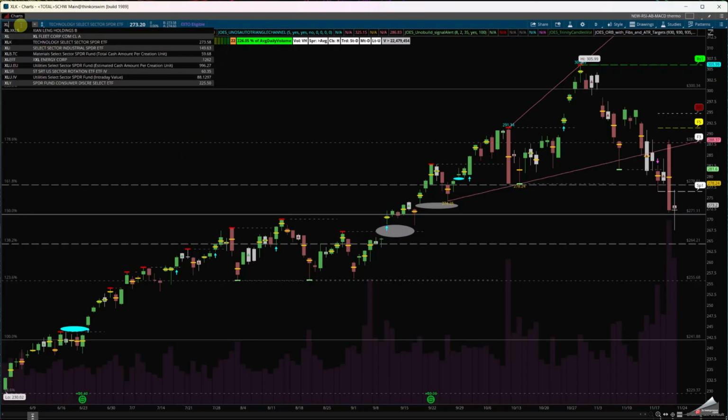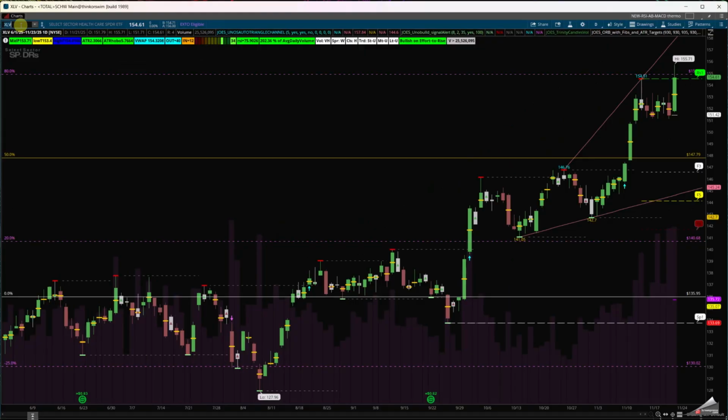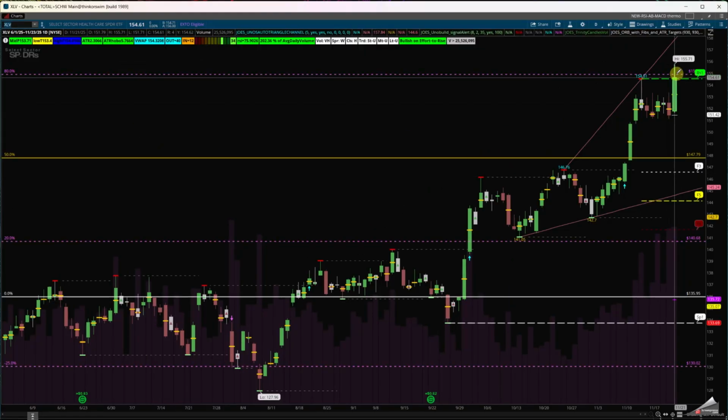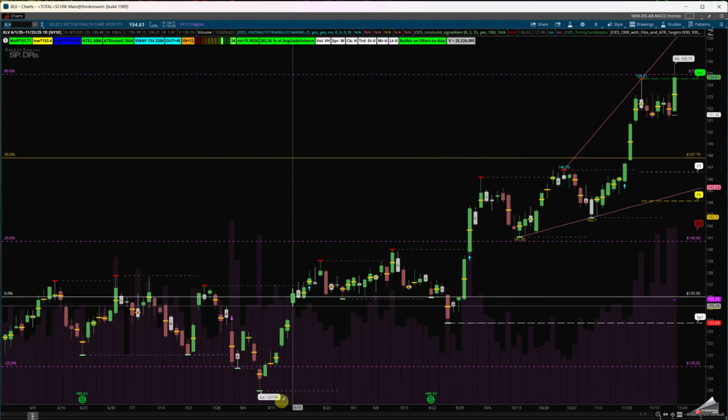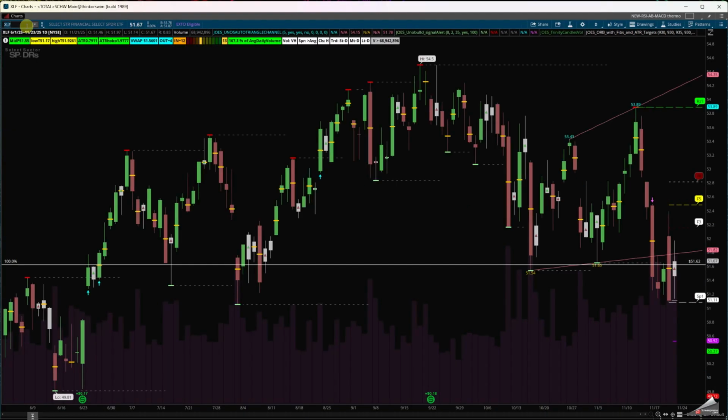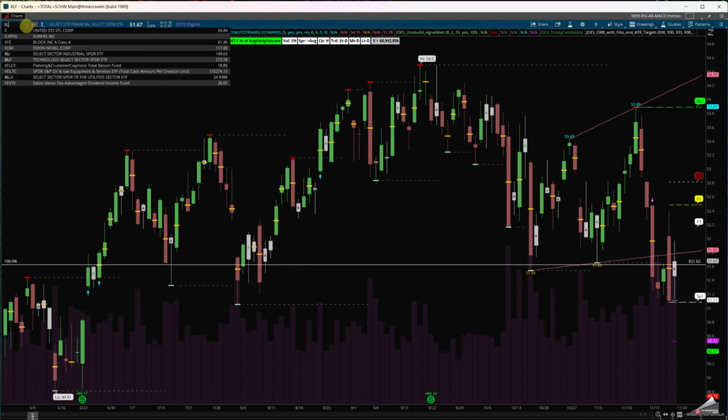Let's take a look at XLV. This is the defensive in the healthcare sector. You can see we created a new high on Friday on that push up, but you have to be aware of that uptrend channel and the moving averages up here in case things do rotate to defensive stocks. And do one more. You can see XLF, the financial, is a little bit pressurized.